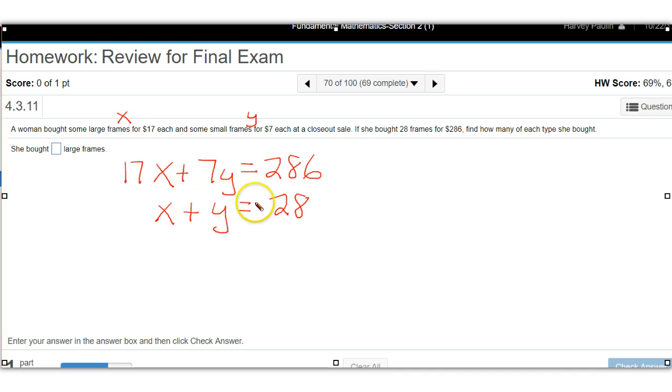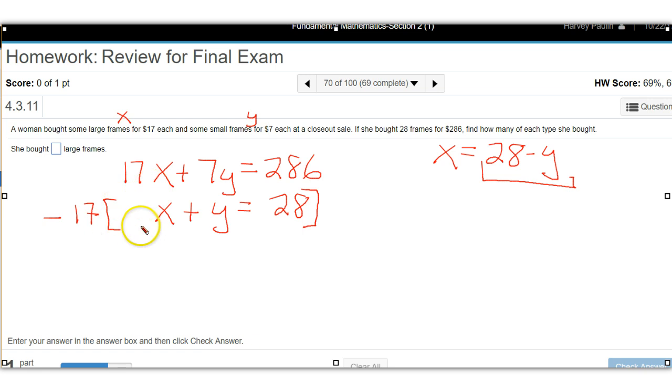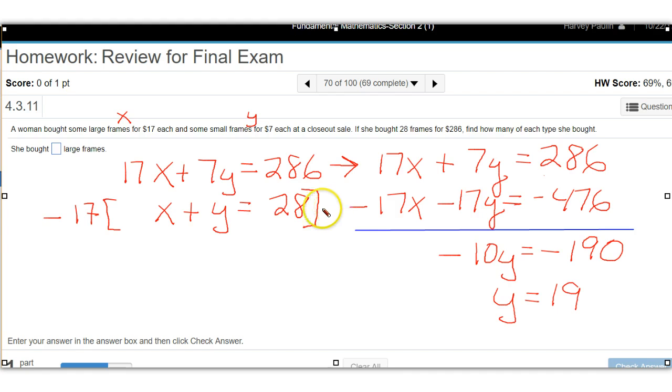Now you could use substitution, where you solve for x. X is equal to 28 minus y. And we could put that where the x is over here. And in a sense, that's one way to do it. Or you could multiply this equation by a negative 17, every item. And let's do it that way. So to save time, I worked it all out here. I multiplied each item here by a negative 17. Just copy this one here.